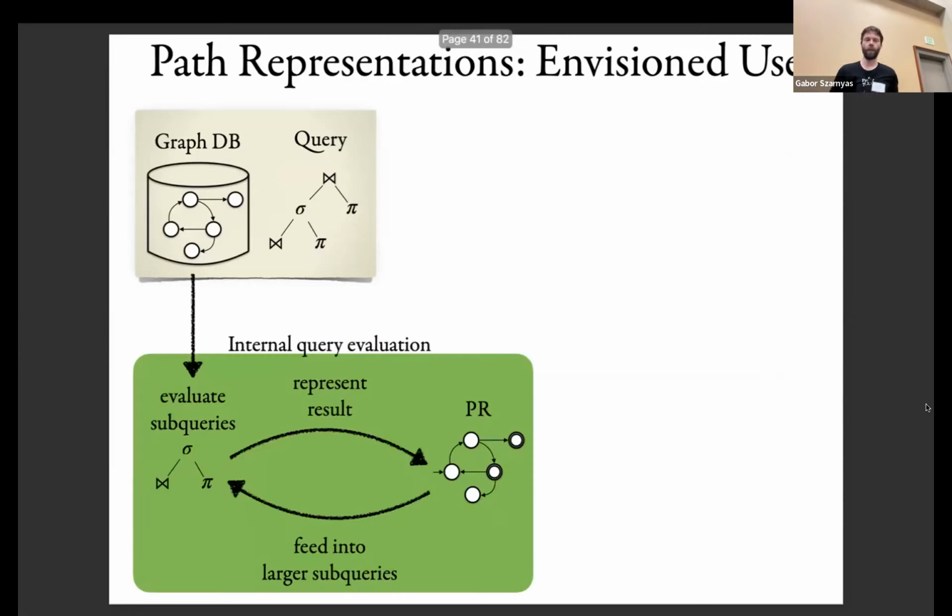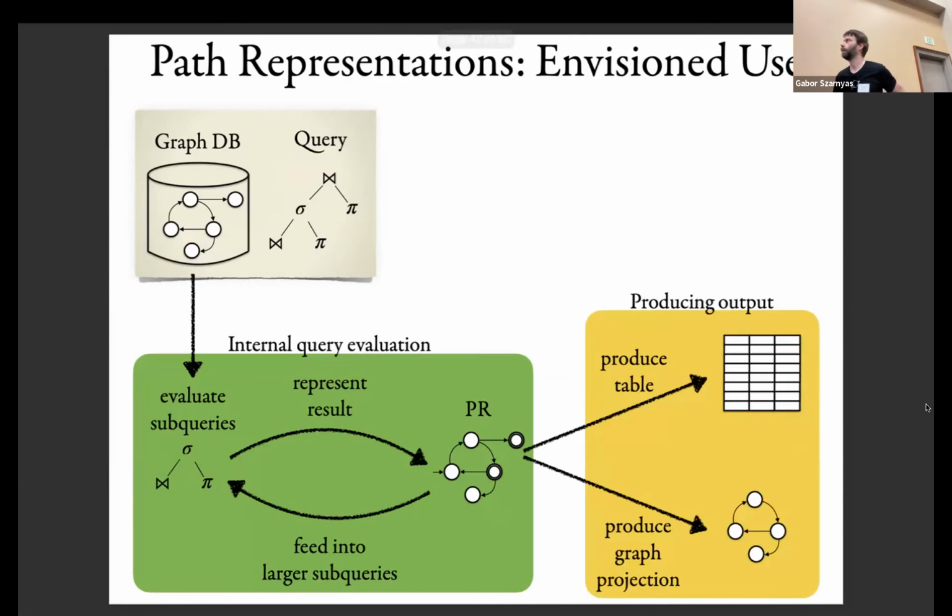Well, if you have your graph database and your query and you want to evaluate it, I think you can use path representations to represent multi-sets of paths in intermediate results, and this can make the size of intermediate results exponentially smaller, as opposed to if you would store every path separately. Okay, and then from these path representations, you can produce your output. You can generate your table or you can produce your graph projection.